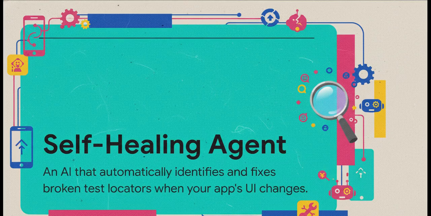Check this out. At the heart of it all is something called the self-healing agent. We've all been there, right? A developer changes a button in the UI and bam, a whole bunch of tests just break. Well, this AI is smart enough to see those changes and automatically fix the broken test locators for you in real time. No human intervention needed.